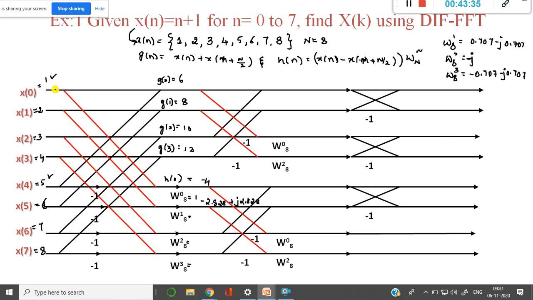So here, this sequence is nothing but x of 1 minus x of 5. That value is to be multiplied with 0.707 minus j 0.707, right? So what is the value of this? It is 2 minus 6, that is minus 4. Minus 4 into 0.707 minus j 0.707. If you multiply this, we get minus 2.828 plus j 2.828, right?